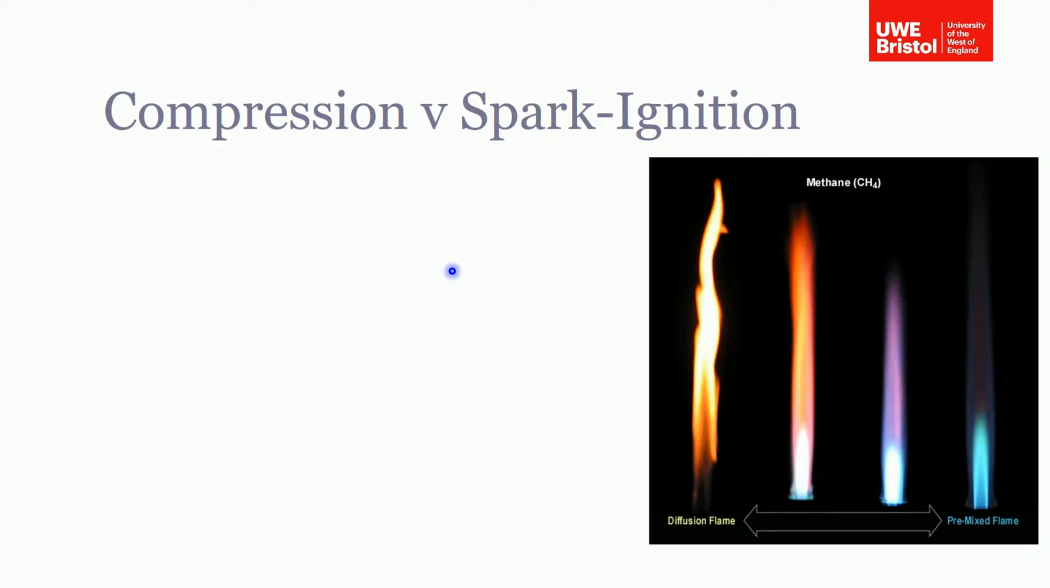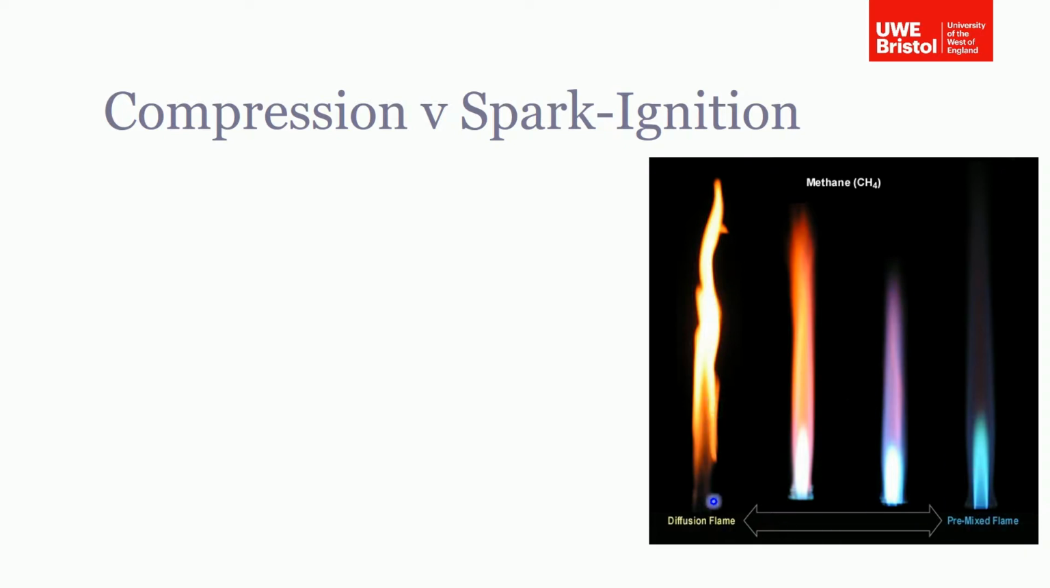So I'm first going to talk about the difference between compression and spark ignition engines, because it's important to get this understanding. By nature of the way that the engines work, they naturally produce different sorts of emissions as a result of the way that they work. So before I explain that, I just want to remind you of when you were at school and you used to operate a Bunsen burner, and talk about the difference between diffusion flames and premix flames.